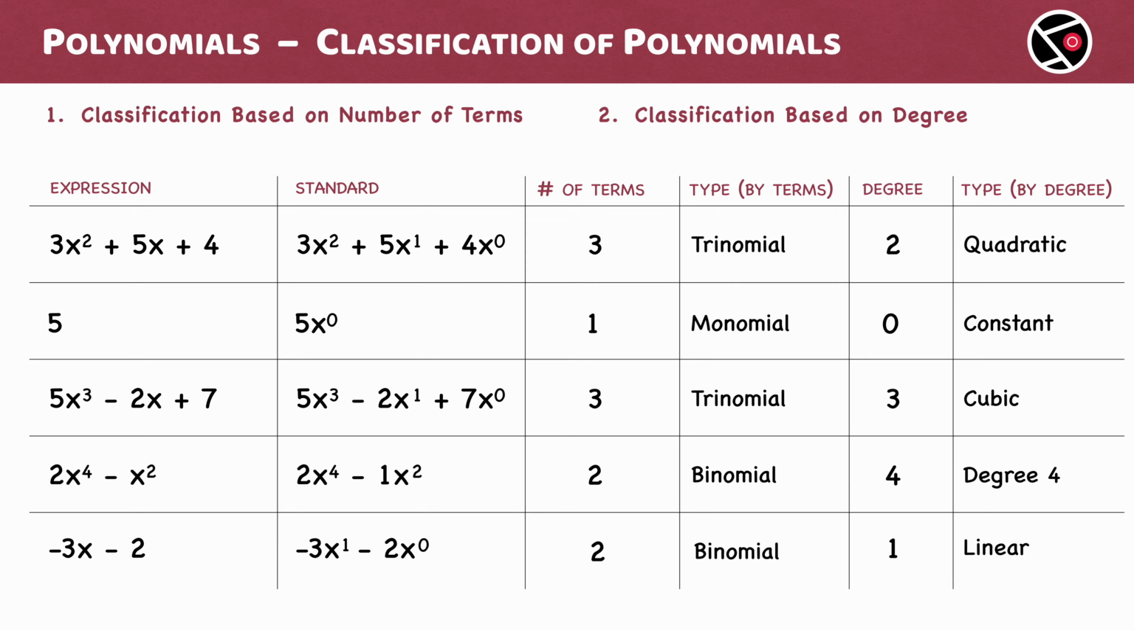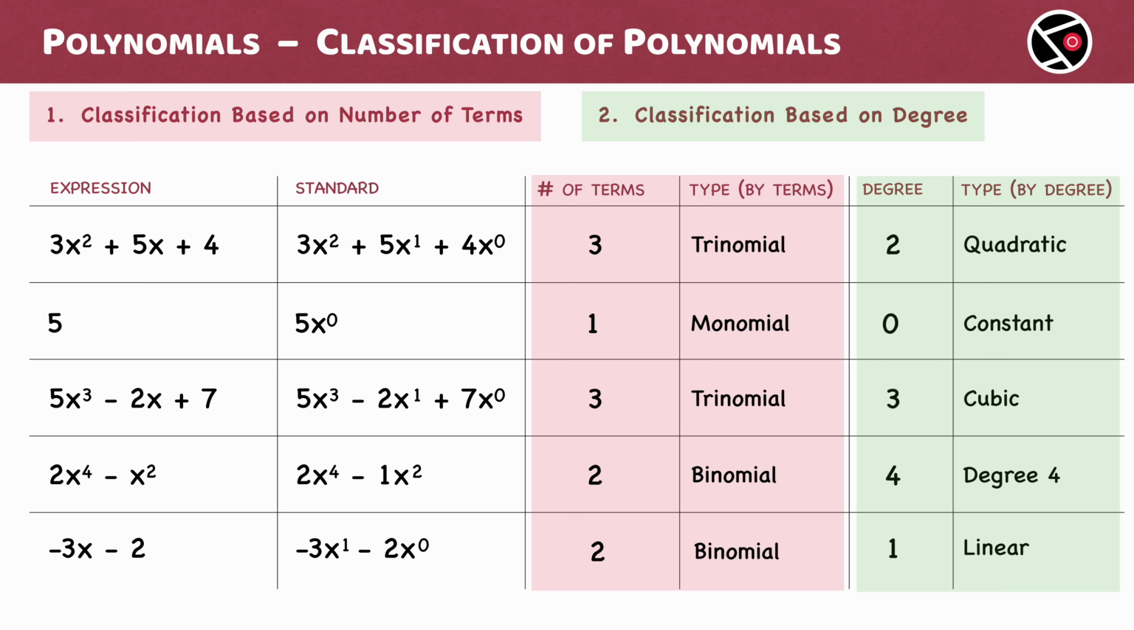So in summary, we can classify polynomials in 2 ways. First, based on the number of terms. And second, based on their degree. And with this, we are done with this lesson. In the next lesson, we'll look at the zeros of a polynomial.